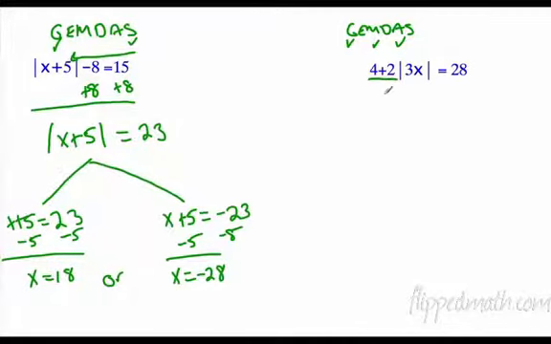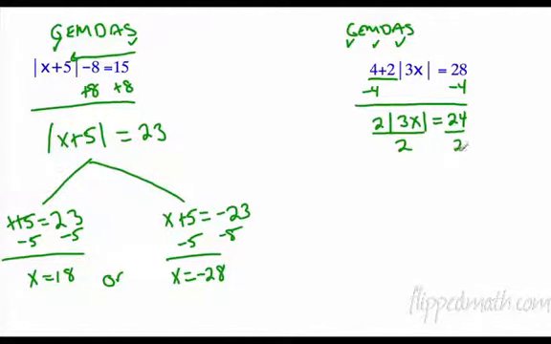I have to work backwards. So the opposite of adding is subtracting. So it's subtract 4 from both sides. Then I have 2 times the absolute value of 3x equals 24. Now I have to do the opposite of multiplying. The opposite of multiplying is dividing. So the absolute value of 3x equals 12.